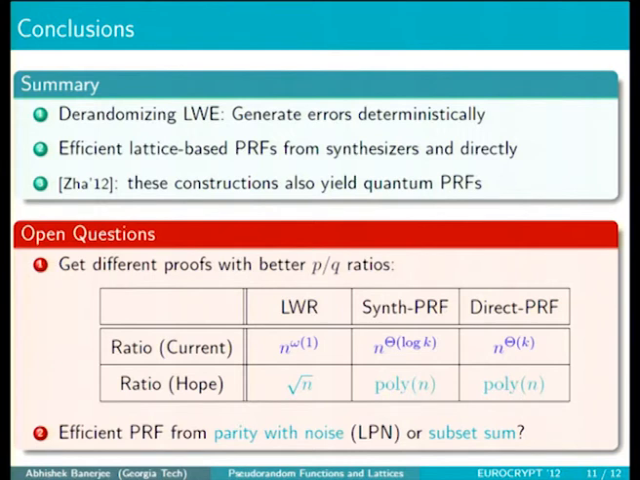In conclusion, what we discussed today was the de-randomizing technique from LWE, which gives us synthesizers. And then we also gave a direct construction of PRFs based on lattices. Recently, a couple of weeks back, Mark Zhandry posted a paper on ePrint, which shows that these constructions also yield quantum PRFs, in the sense that the adversary is allowed to make a superposition of queries. So that's an exciting development.